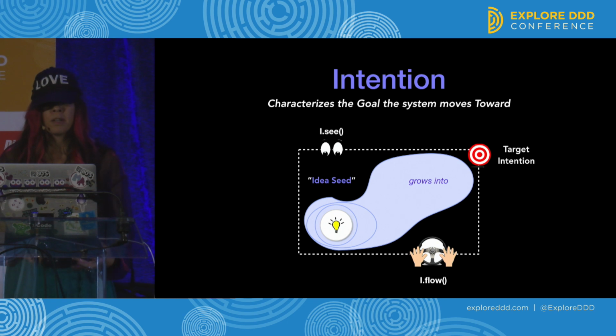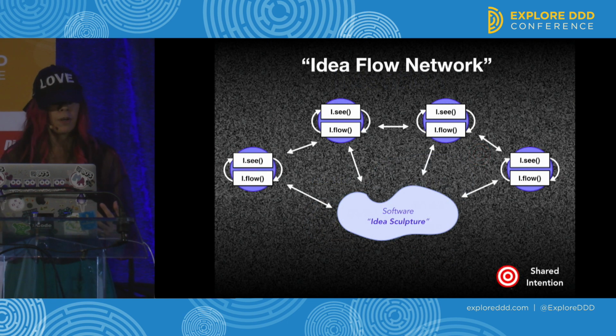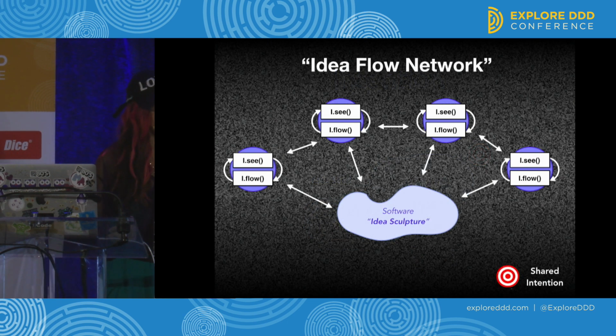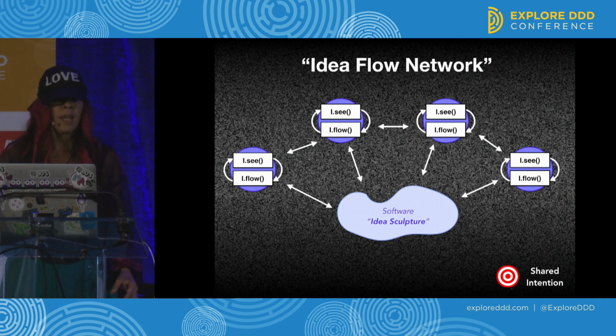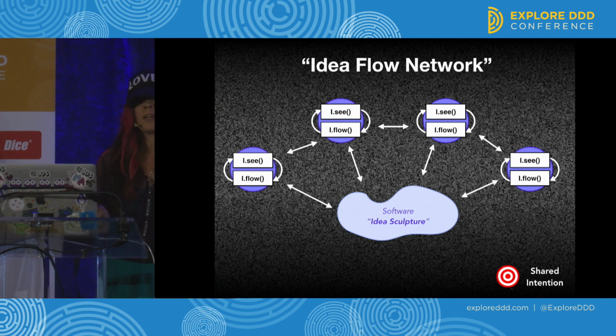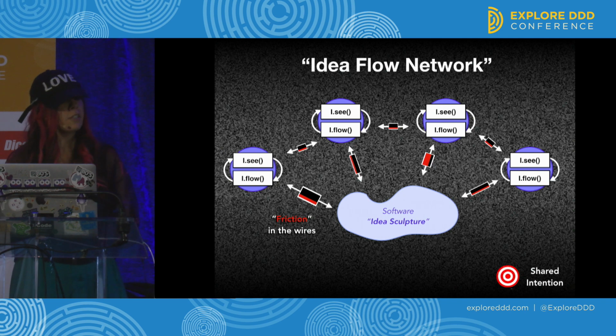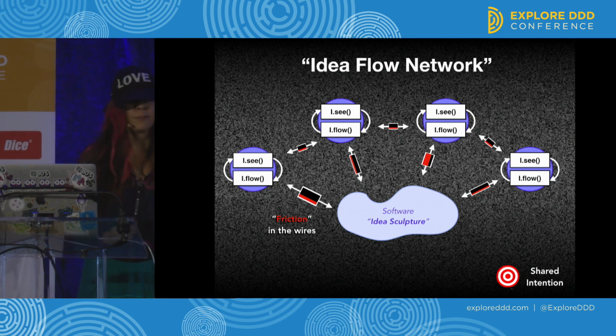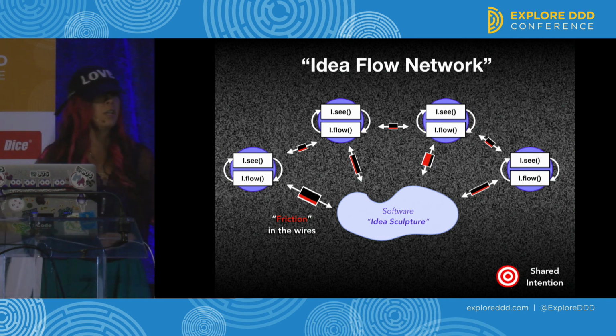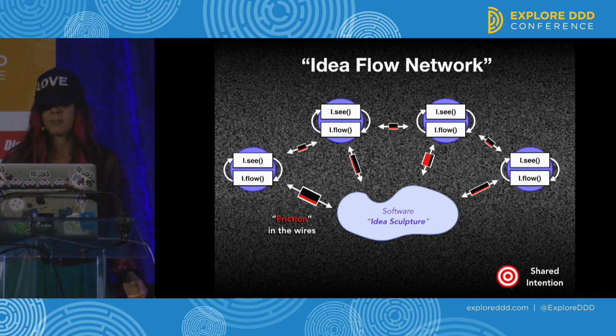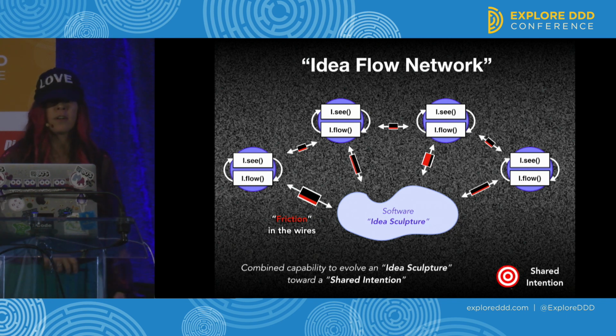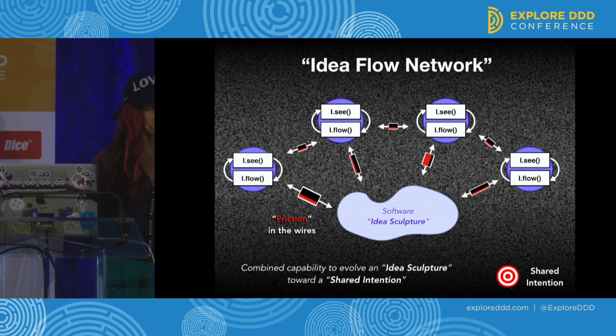So if we think about this from a context of a team in an idea flow network, each person has the capability to make decisions this way, to see and to flow, to see and to flow. And we're moving together towards some sort of shared intention. And the friction is in the wires running against the direction we're moving, right? It's friction relative to a movement. And together, this is our combined capability to evolve an idea sculpture toward a shared intention, okay?